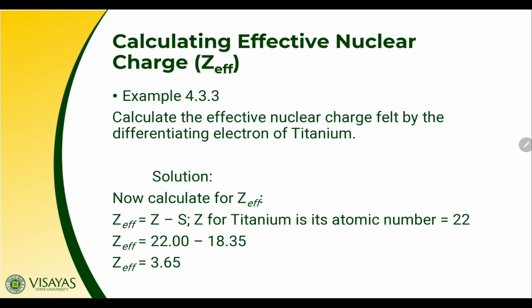To compute for the Zeff, or the effective nuclear charge, we have Z minus S. The atomic number of titanium is 22. So we have 22 minus 18.35. The effective nuclear charge of titanium is 3.65.